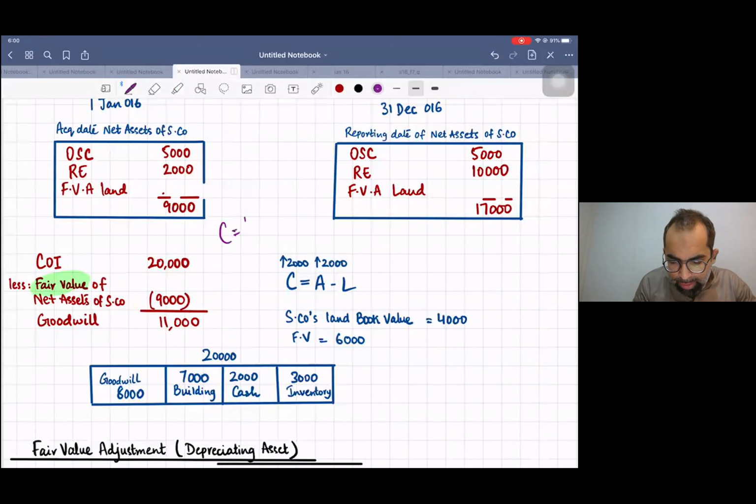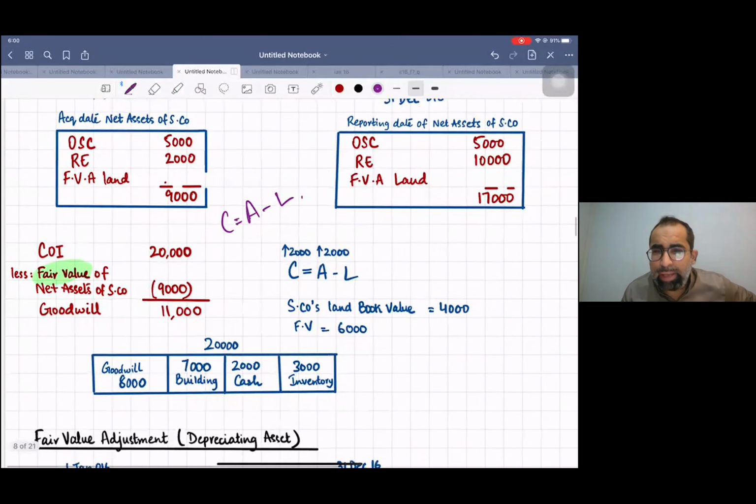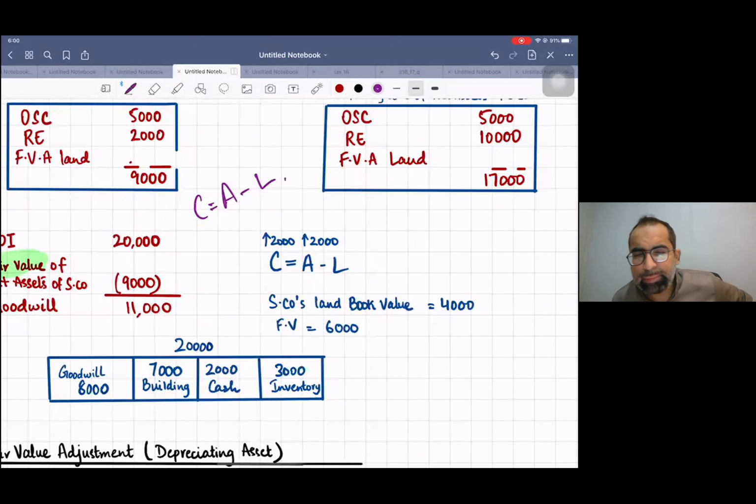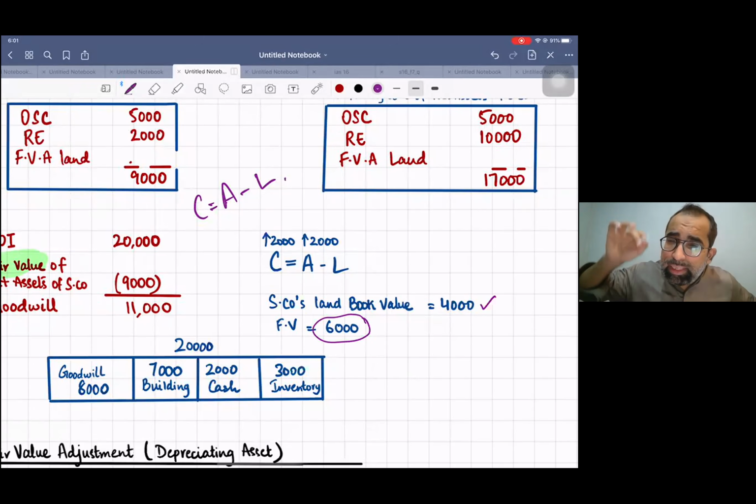Just remember this equation: C is equal to A minus L. So how do they give it? For example, S company has a land with carrying value of 4,000, but the fair value is 6,000. That means S company's land is not at fair value, so you need to bring it to fair value. From 4,000 to 6,000, there is an upward journey.